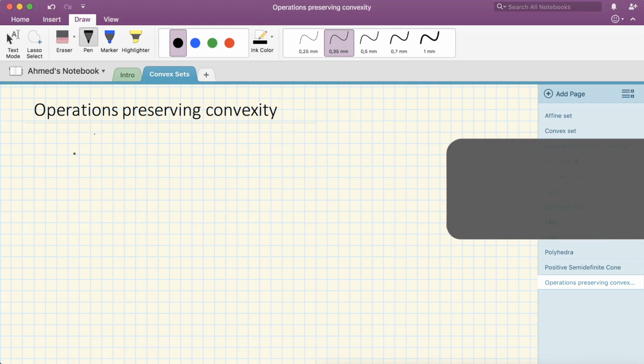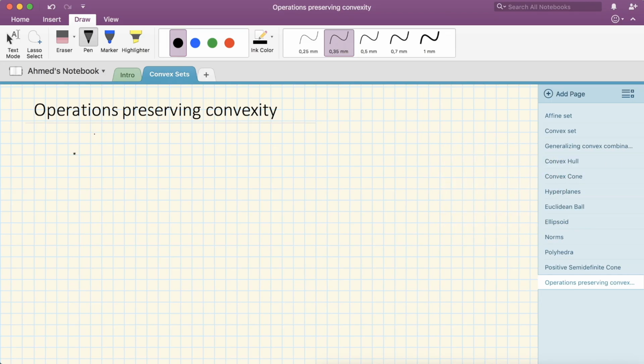So now we're going to discuss operations that preserve convexity. So you have a set C. C is convex. What kind of operations can I do on C so that it remains convex? Or multiple C's. Let's say I have multiple sets, right? What operations could I do on those multiple sets so that the resulting set is again convex?